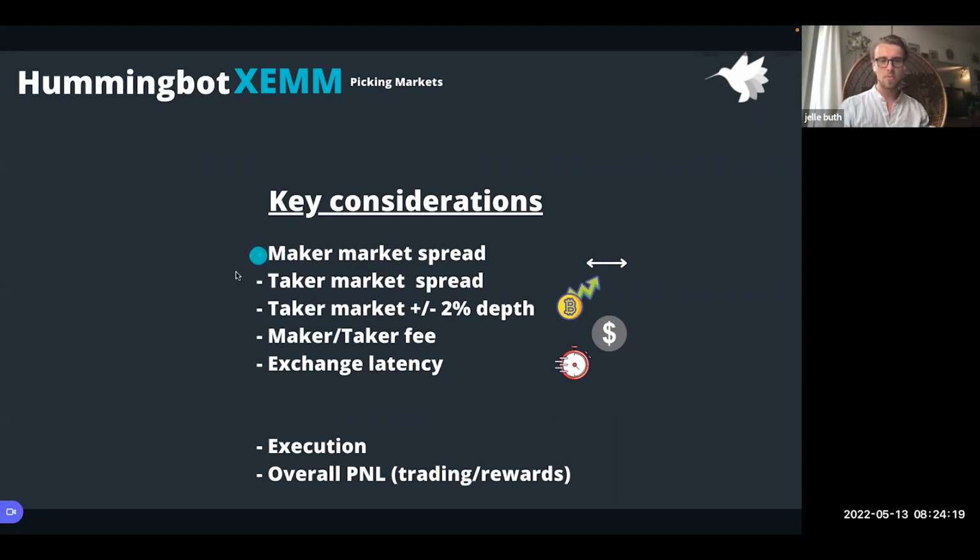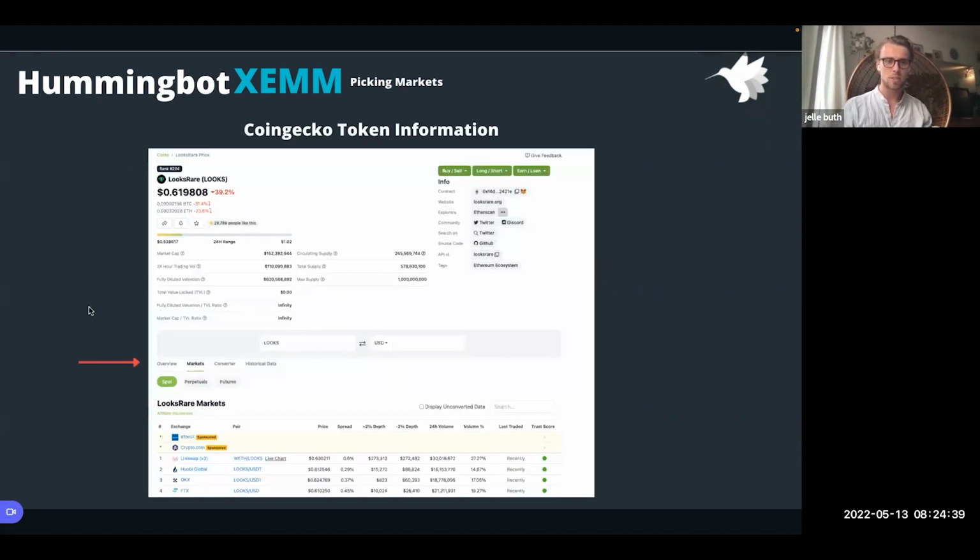I'll mainly go over the first three, like how do you actually pick your markets? And of course, it's also important, when you're starting your strategy, to take into account execution, how well it is, and your overall profit and loss based on your trading, but also the reward you gain. But for now, I'll go over the first three parts, which is how do you actually pick your markets.